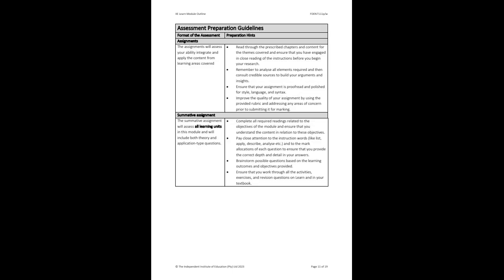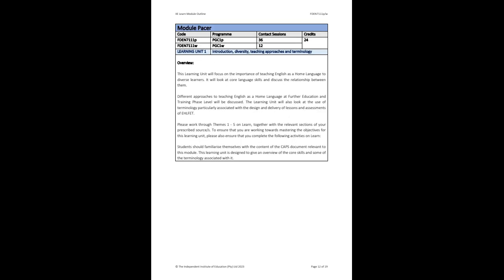Then we've got some assessment guidelines for you. We have the module pacer. So essentially, what this module outline does is it gives you an overview of learning unit 1. So there's your overview of what you will be doing. And then it gives you a breakdown of the different themes. So learning unit 1, introduction, diversity, teaching approaches, and terminology. So theme 1 is introduction to the diverse classroom.